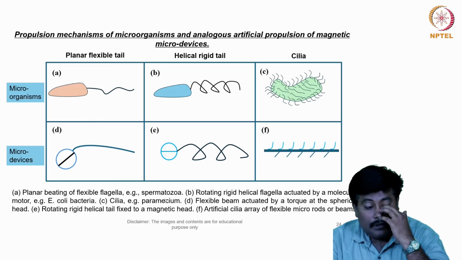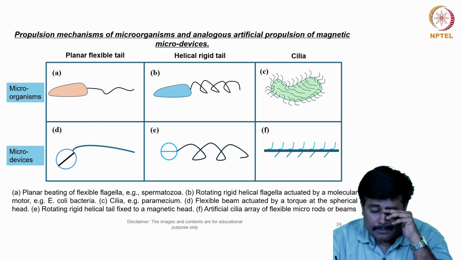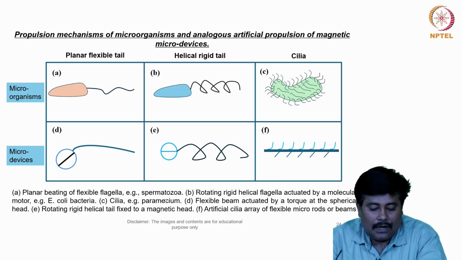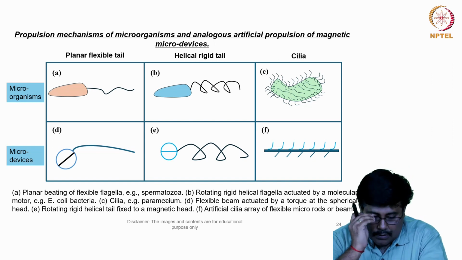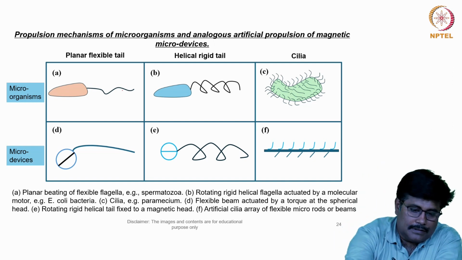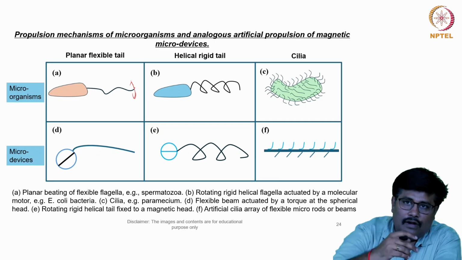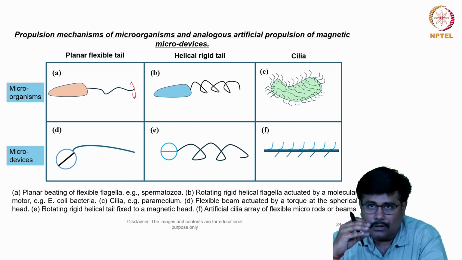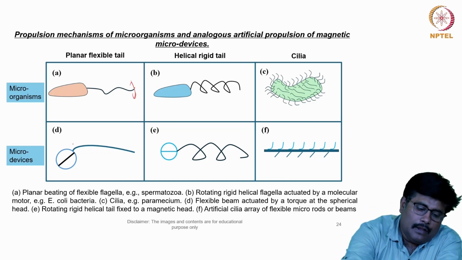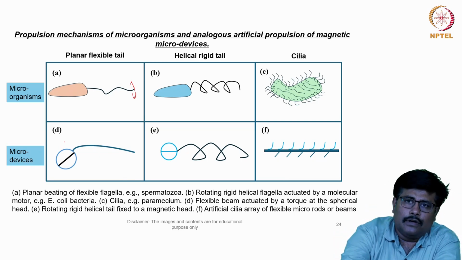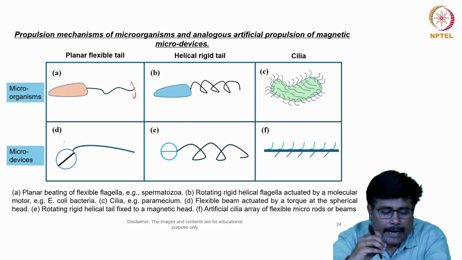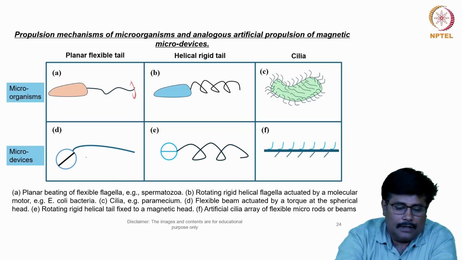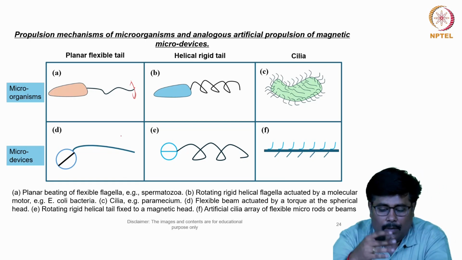When we look into the planar flexible tail, it is the beating of a flexible flagellum, as in spermatozoa. It has a tail, and this tail will induce propulsion. Ideally, when we talk about micro devices, let us consider this as a micro device meant for targeted drug delivery, which has a head and base, and then we have a movement for an appropriate system.